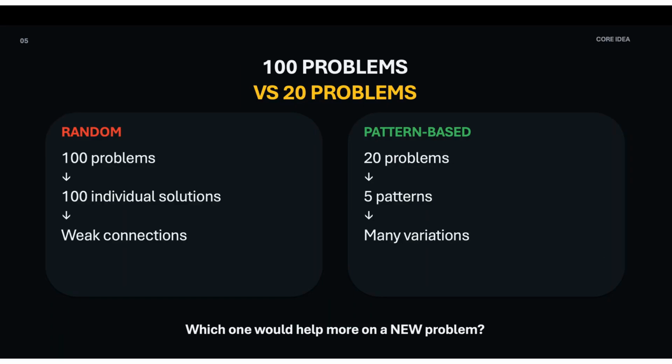Let's compare two approaches. On the left hand side, you have solved 100 random problems and you end up with roughly 100 individual solutions. And on the right hand side, you solve only 20 problems, but those 20 problems teach you 5 different important patterns, and each pattern has multiple variations. Now here's the question. Which approach do you think will help more when you see a completely new problem? Definitely the second one. Because you're not trying to remember an exact solution, you're trying to recognize something familiar inside something new. And that's a much more transferable skill.